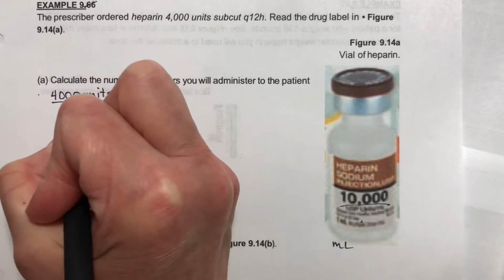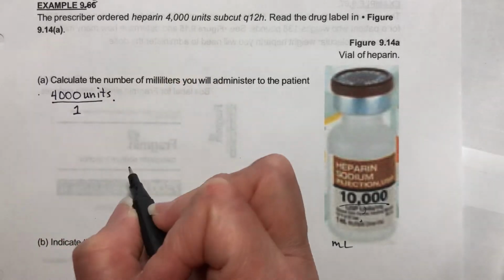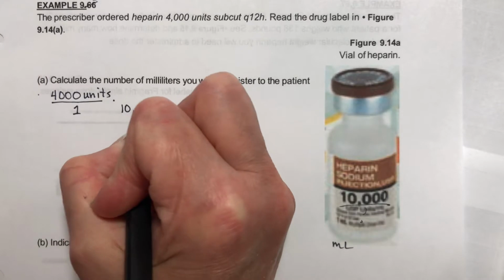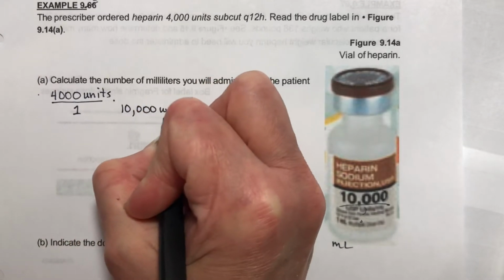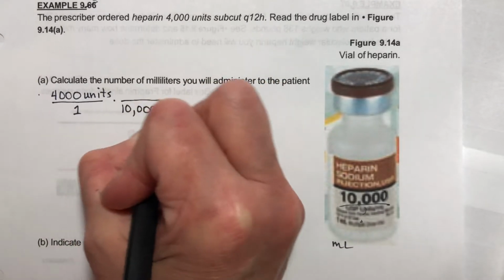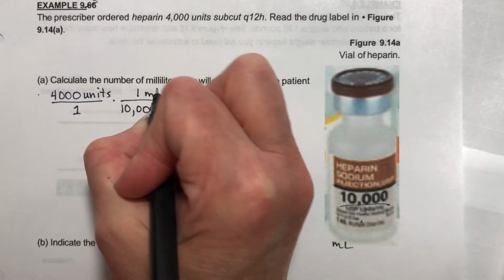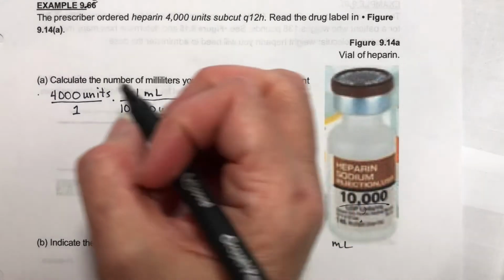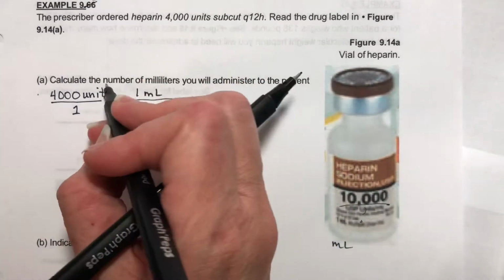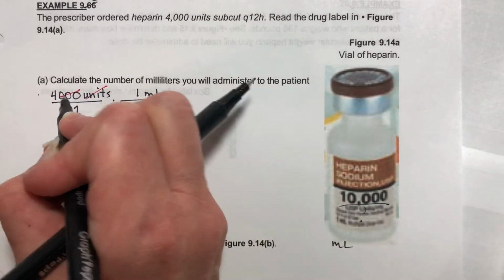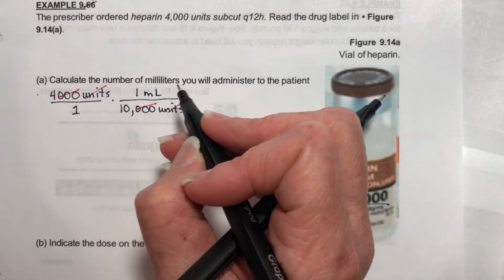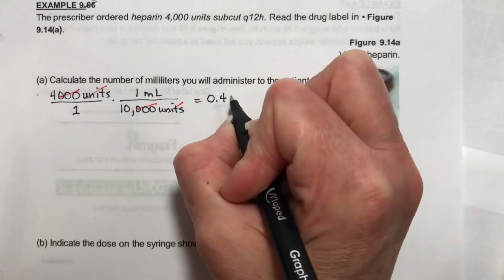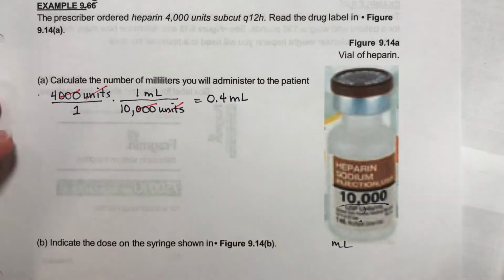I'm going to put 4,000 units over 1 times, there are 10,000 units for each milliliter. And we need to calculate how much to give. So units cancel. Cancel 3 zeros, cancel 3 zeros. I have 4 over 10, which is 0.4 milliliters.